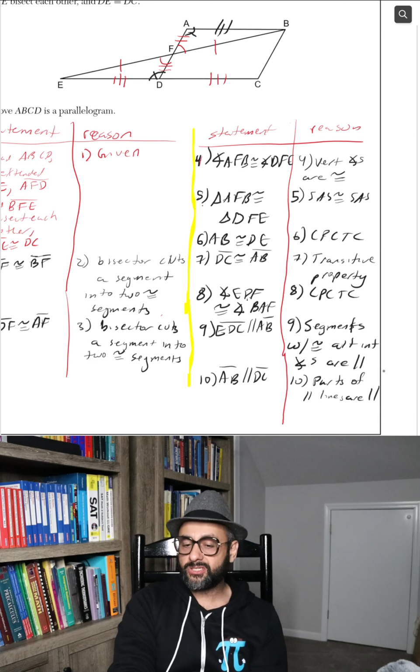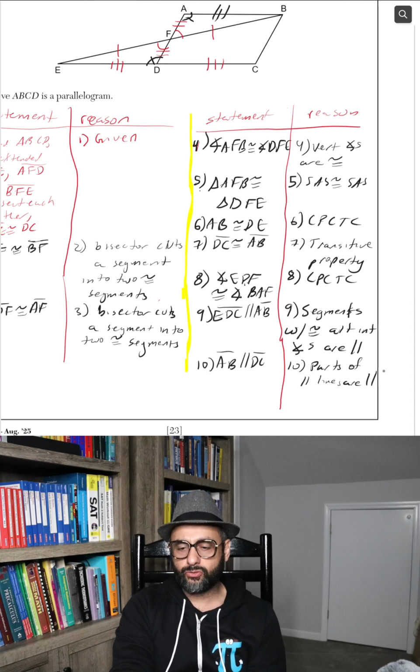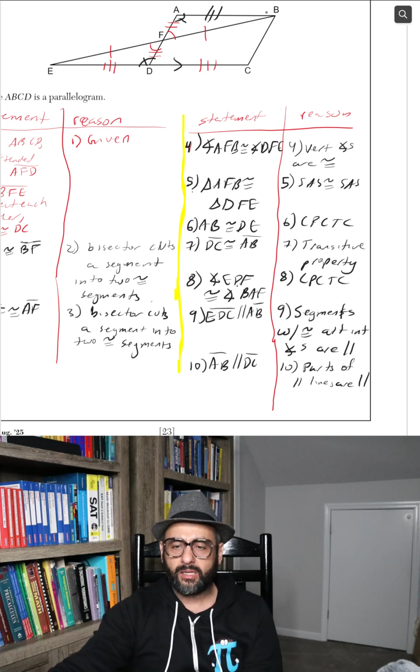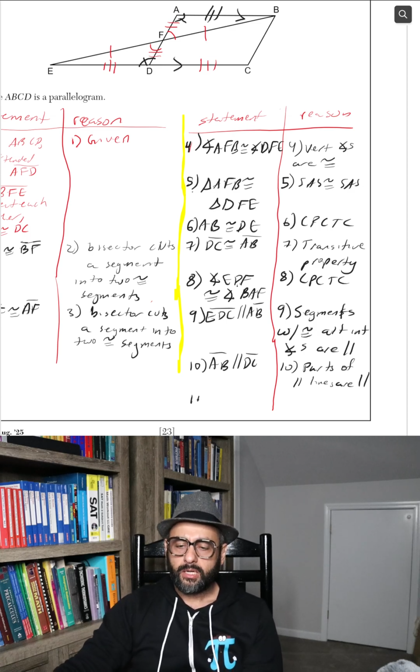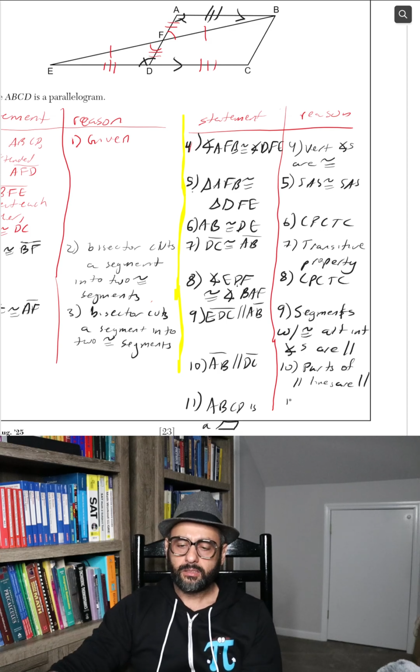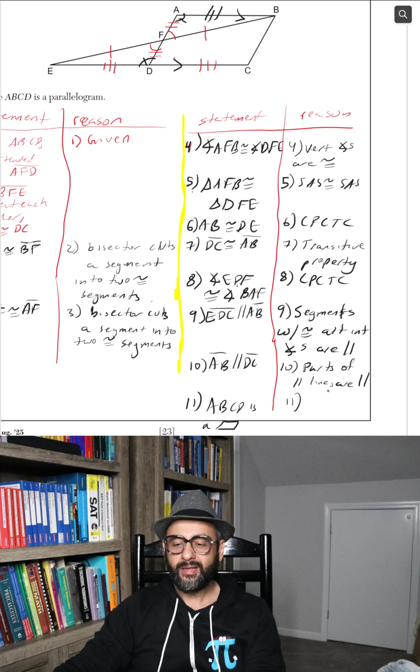And now we're about to finish and get a full 100 on this region. So we got that the top and the bottom are parallel. It's not two more steps, sorry, it's one more step. Step 11 is that ABCD is a parallelogram because we're about to drop the mic. So let's do this. Ready?